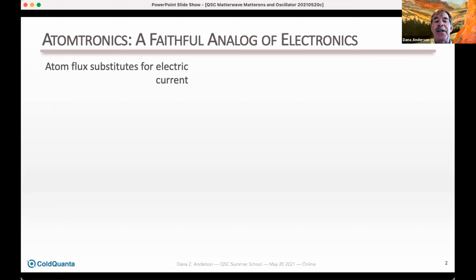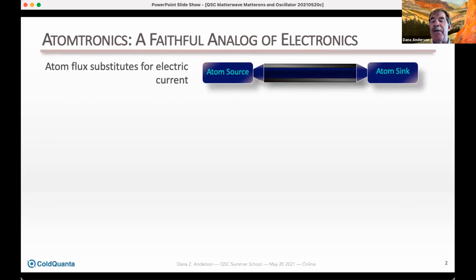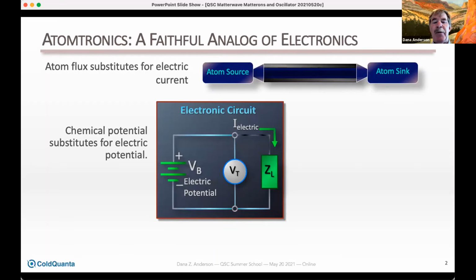So an atom flux substitutes for electric current. You can imagine having some source of atoms, some waveguide or some other thing that confines the atoms, and something that they sink into, maybe a detector, and there's a flow, simple enough. And you have particles per second or mass per second as the atom flux, substituting for electric current. And in place of electric potential is chemical potential. So you know what electric potential is. You have a battery. That battery drives a current through a load, written as Z sub L here. And the job of the battery is to keep its terminal voltage, V_T here, the same, nominally independent of the load. That more or less is what defines a battery, providing electric potential which drives the circuit.